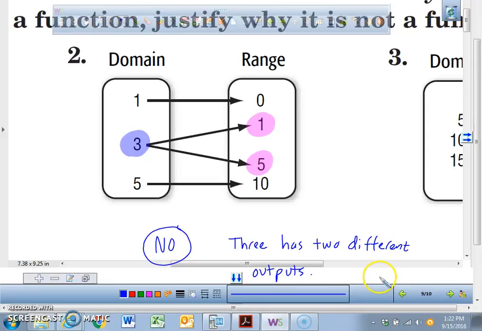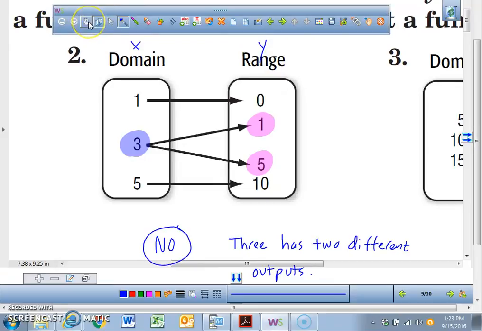Okay? There's many ways you can justify it. Okay? If you want to say this x value has 2 different y values, you can say that. That's great. 3 has 2 y values. Perfect. I like it. I accept your response. Okay? So, remember, domain means the set of all of your x values. Range means the set of all of your y values. Just a quick little review.